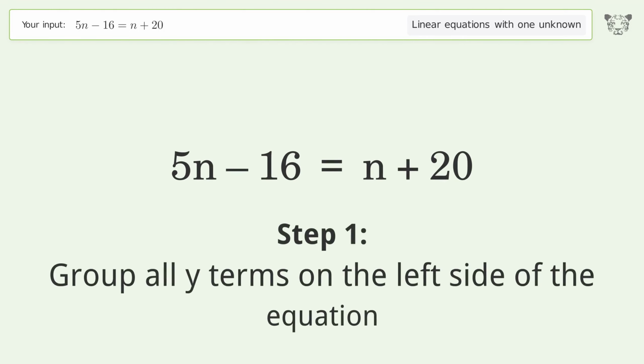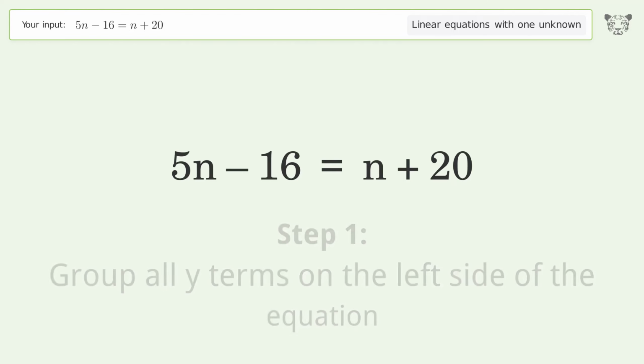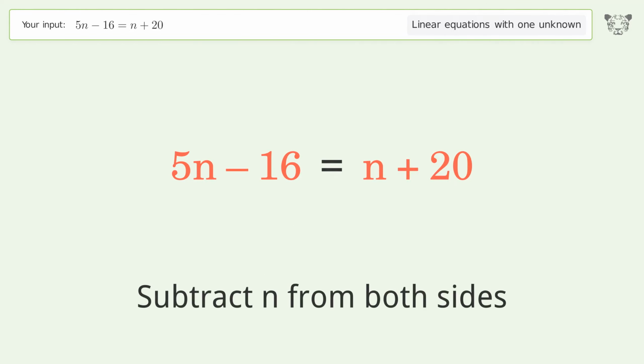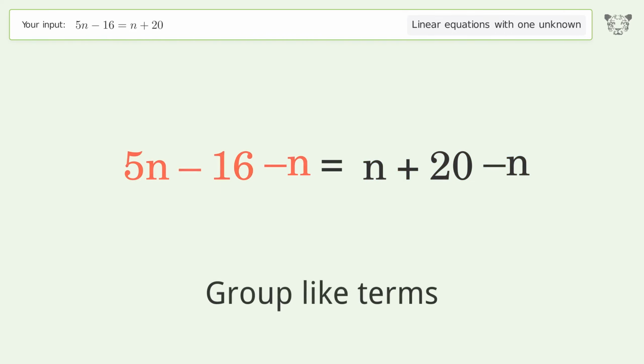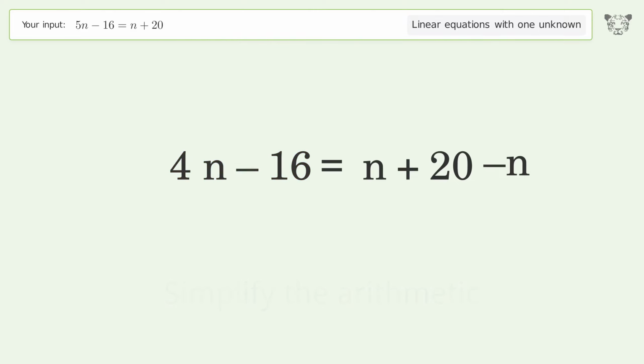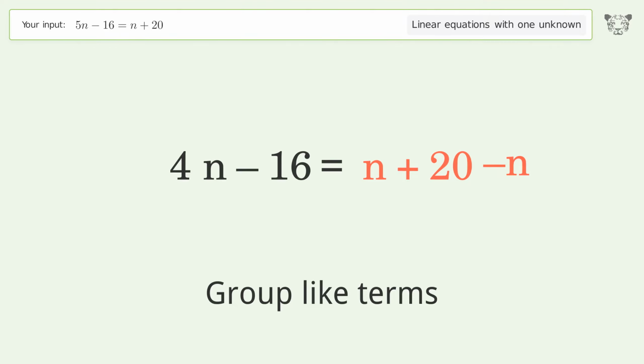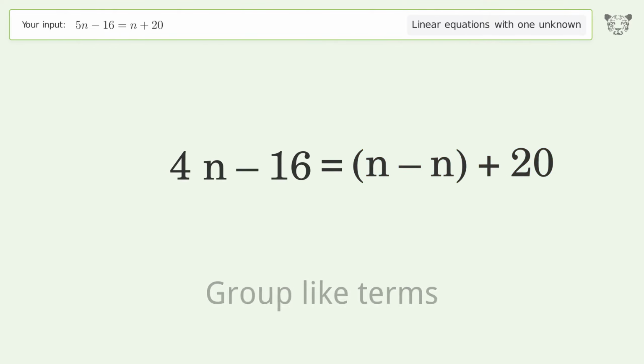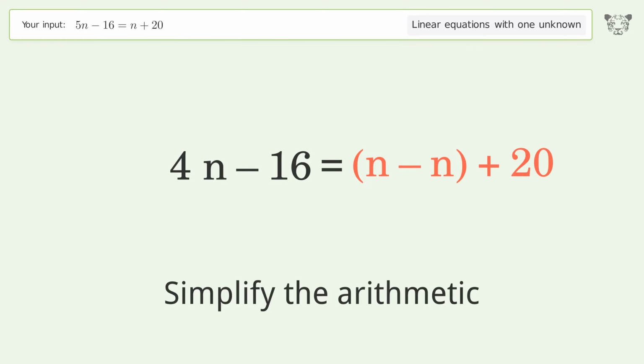Group all y terms on the left side of the equation. Subtract n from both sides. Group like terms. Simplify the arithmetic. Group like terms. Simplify the arithmetic.